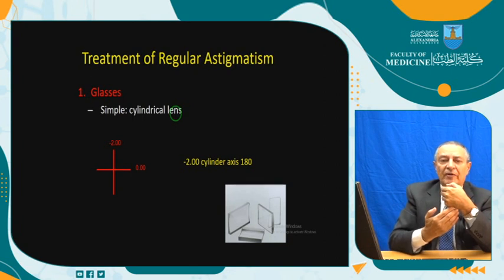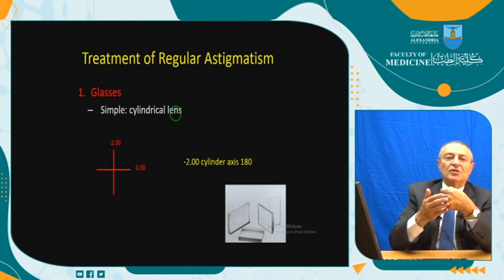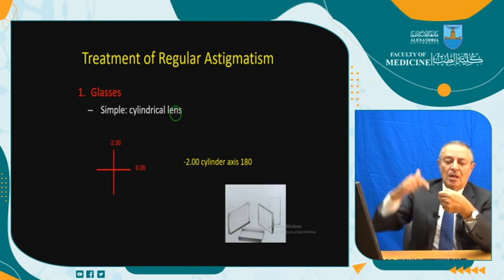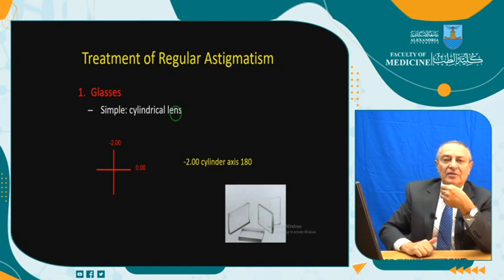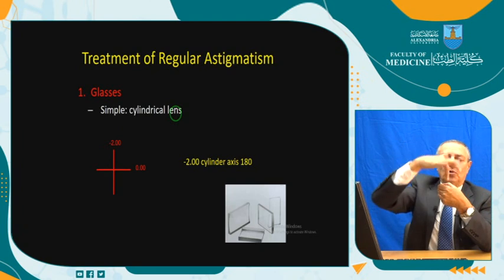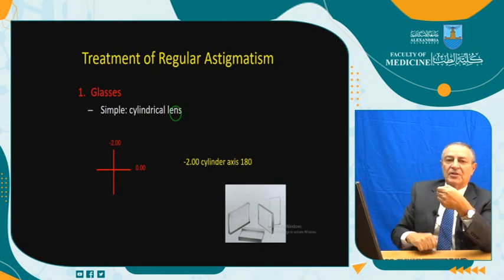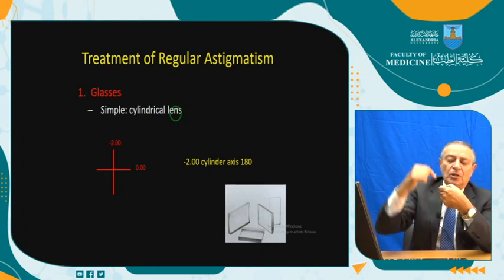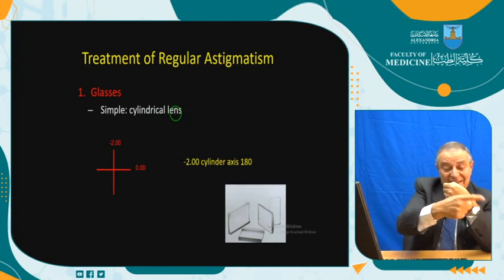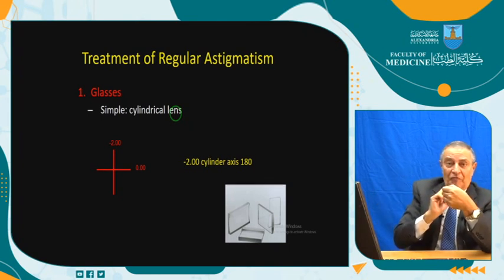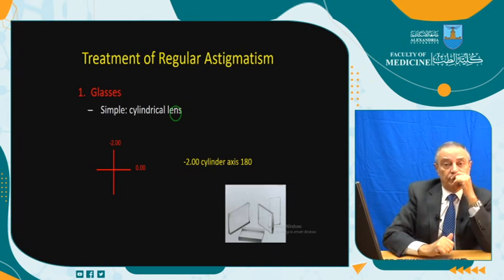In which meridian do they have the power? In the meridian perpendicular to its axis. What is the axis of a cylinder? Consider my hand as a cylinder. The axis is here, and the cylinder rotates around this axis. And what is the effect? Rays coming parallel to the axis have no effect, they will pass the same. But rays coming perpendicular to the axis will be confronted with a surface which is convex. It can be concave. It will be converged or diverged.